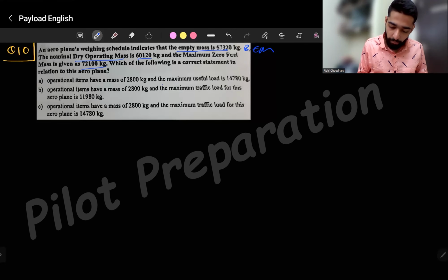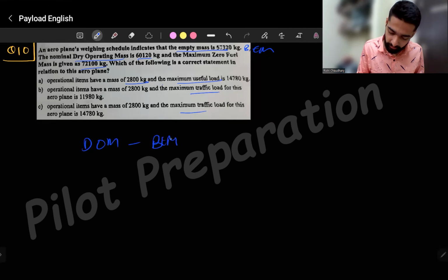So operational item has a mass of this and maximum useful load is this much. First we need to find out the traffic load or useful load, or maximum operational load also we can find out. So to find out maximum operational load, what do we need to do? What is my maximum operational load? That is nothing but dry operating mass minus basic empty mass. Correct? So that will be dry operating mass 60120 minus basic empty mass 57,320.